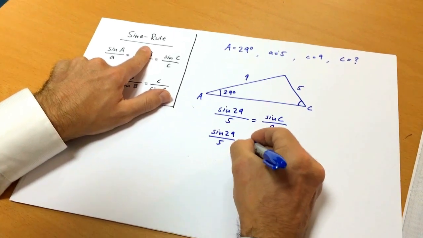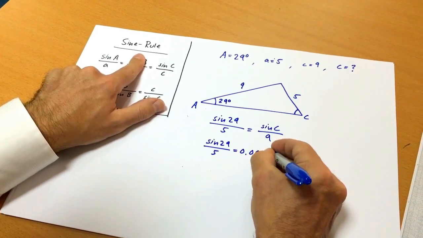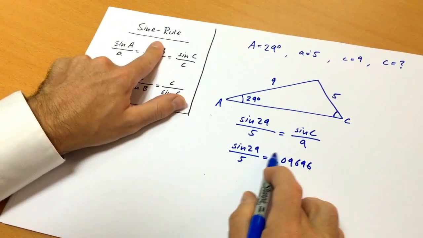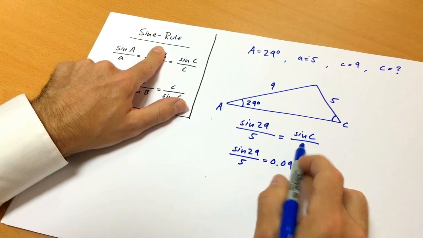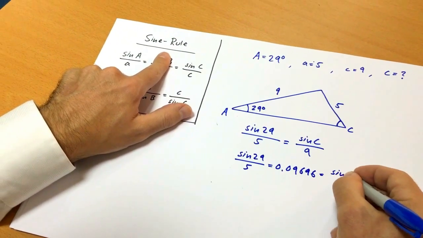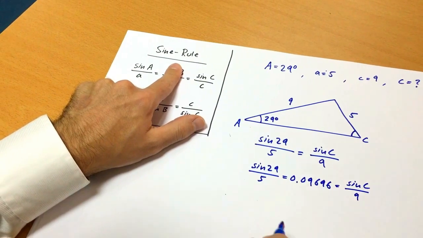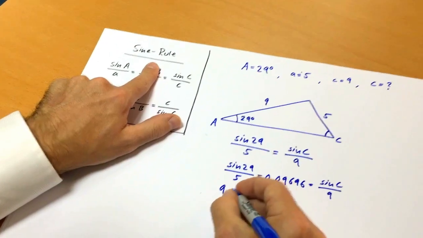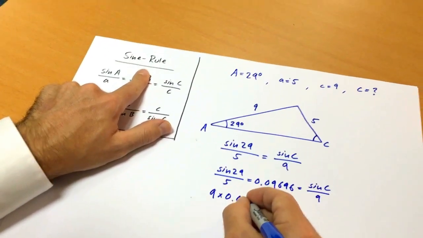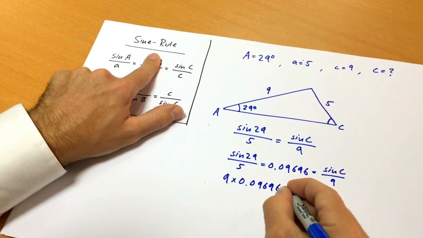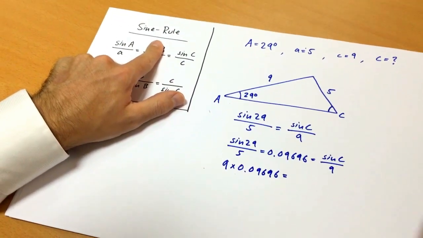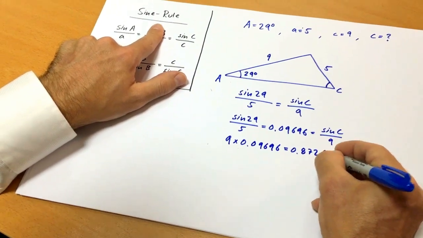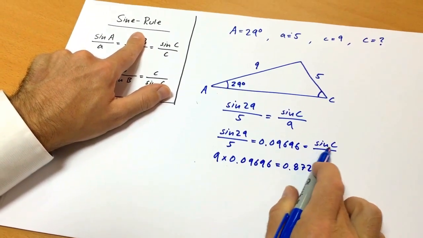I am getting 0.09696. Please check with your own calculator. It's very important. And this now was equal to the ratio sine of C divided by 9. So I'm going to put it equal to sine of C divided by 9. So in order to get sine of C, obviously I need to multiply by 9. So I get 9 multiplied by 0.09696, and this is equal to 0.87266. So this 9 times that is equal to sine of C.